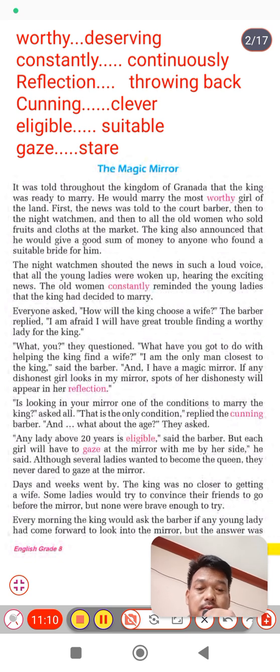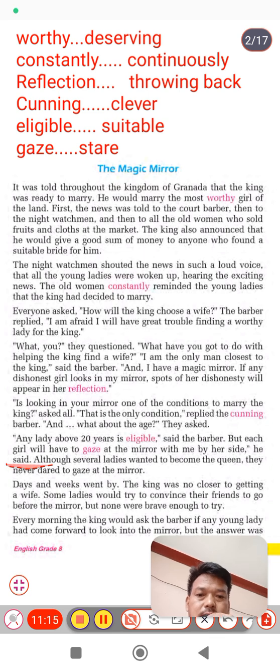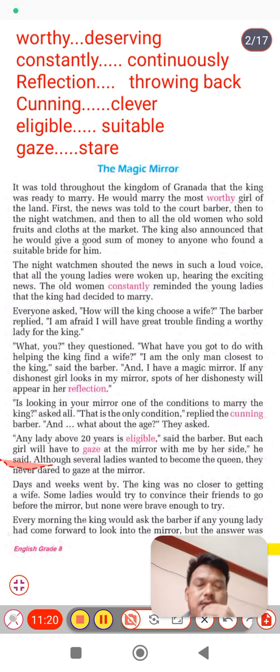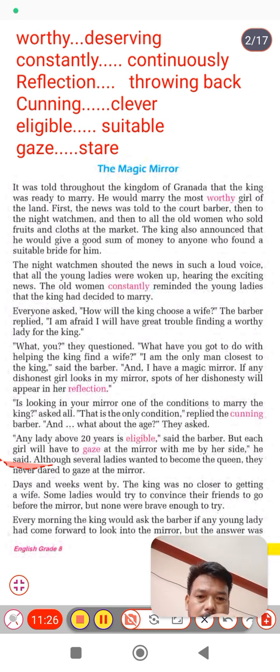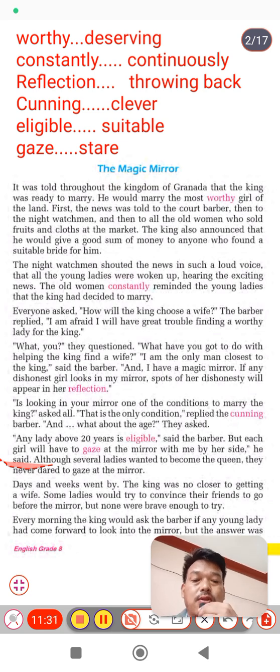What was that mirror? That was a magic mirror. He said, although several ladies wanted to become queen, they never dared to gaze at the mirror. So before this girl, there were so many other ladies who never tried to gaze at the mirror. Though they wanted to be a queen, they didn't dare to gaze at the mirror. And the barber replied to all of them.